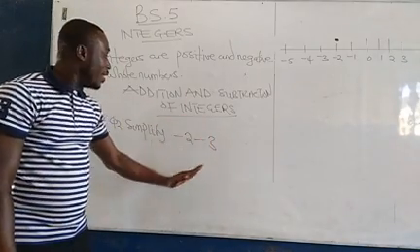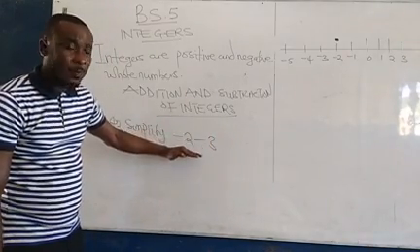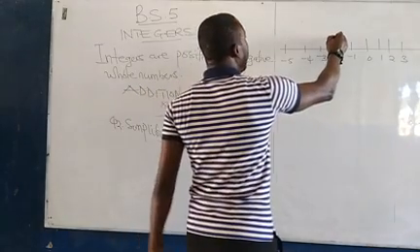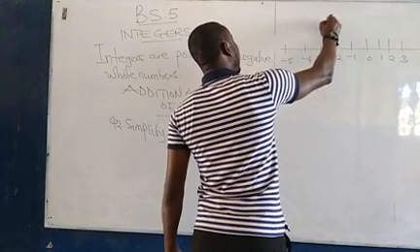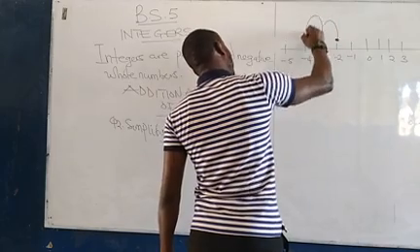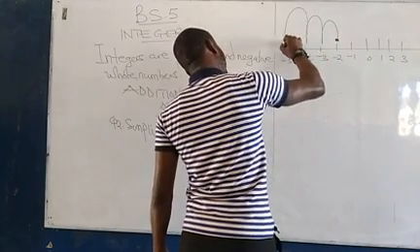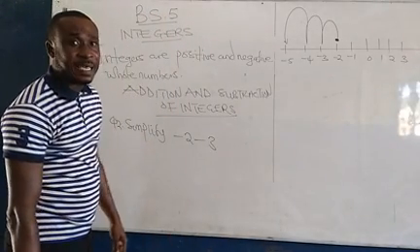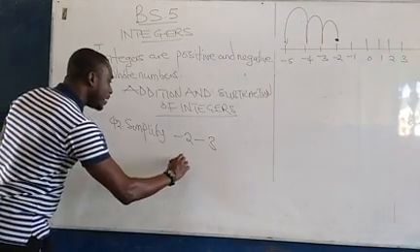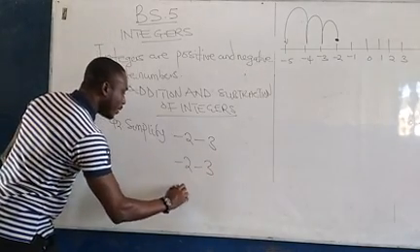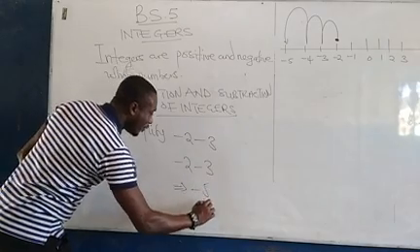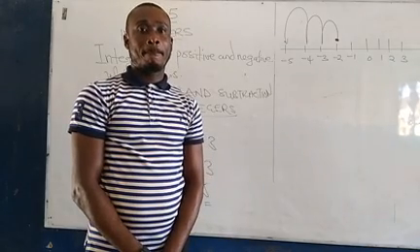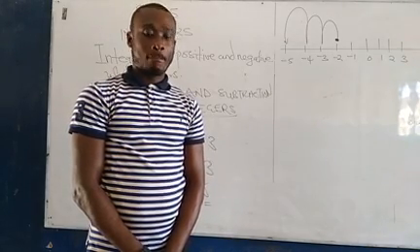It is negative. So we first locate ourselves on negative 2, then move 3 times still to our left. From here, 1, 2, 3. So moving 3 times to our left, we then find ourselves on negative 5. So it means negative 2 minus 3, the result is negative 5. Is that clear? Good.